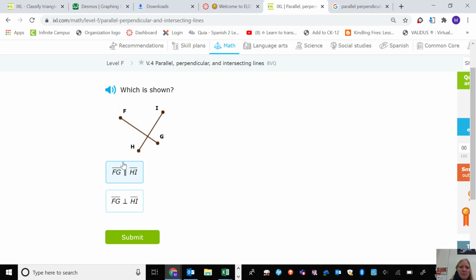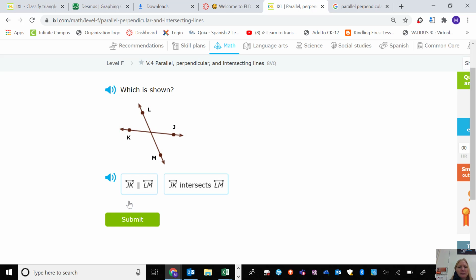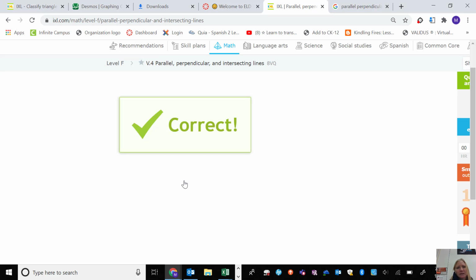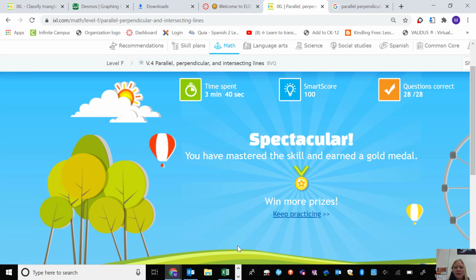Now, is this parallel or perpendicular? Perpendicular. They're not parallel. How about here? Is this parallel or intersecting? Intersecting. All right, so that's what you're going to do today for that lesson.